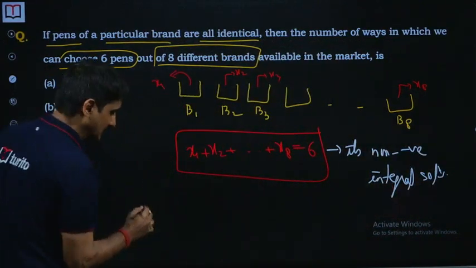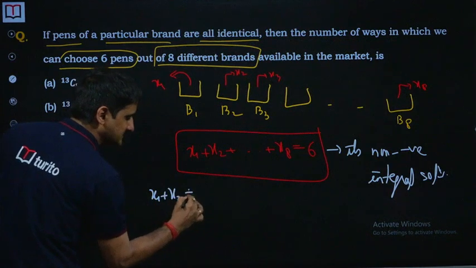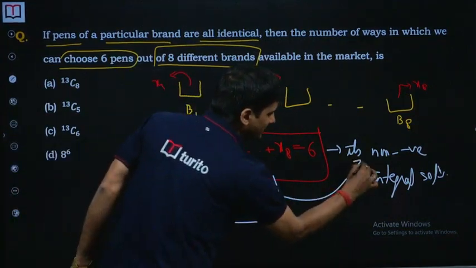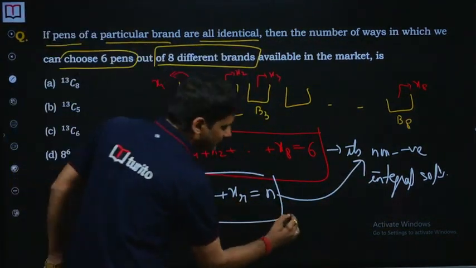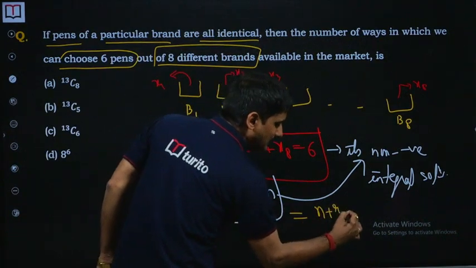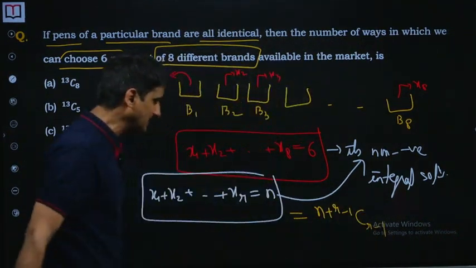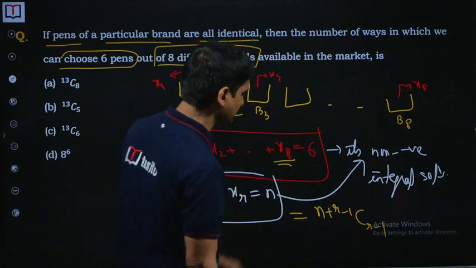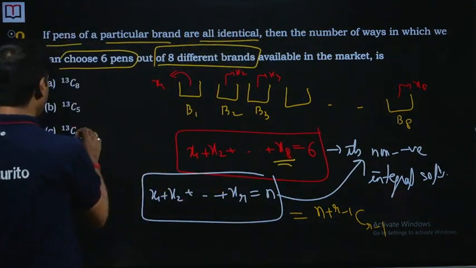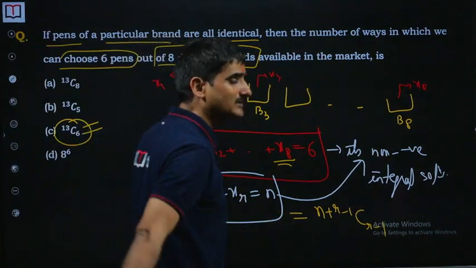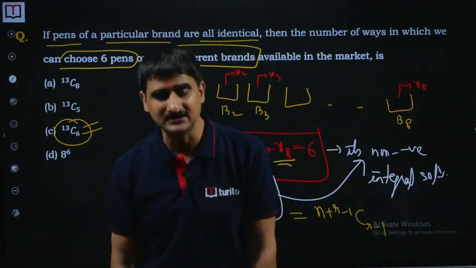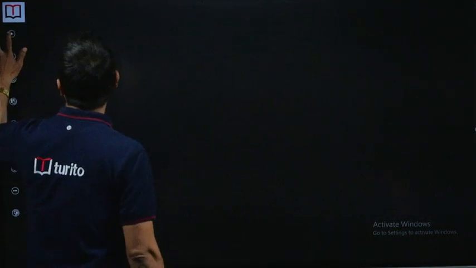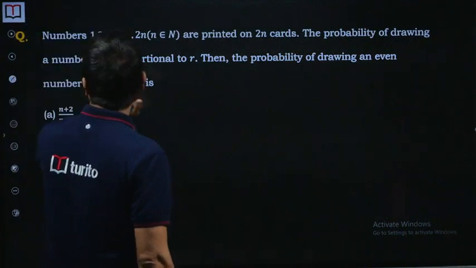Now what's the formula? I think we have already discussed it somewhere, but again I am writing it. If we are looking for non-negative integral solutions, the number of solutions is n plus r minus 1 C r minus 1. Here r is 8, n is 6, so 6 plus 8 minus 1 is 13, and C 7, 13C7 or 13C6 is the same thing. So the answer is 13C6 here. Really important concept, really important question here. Okay, moving to the next one.